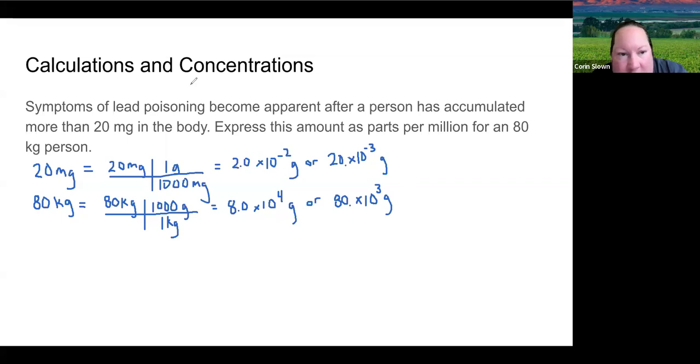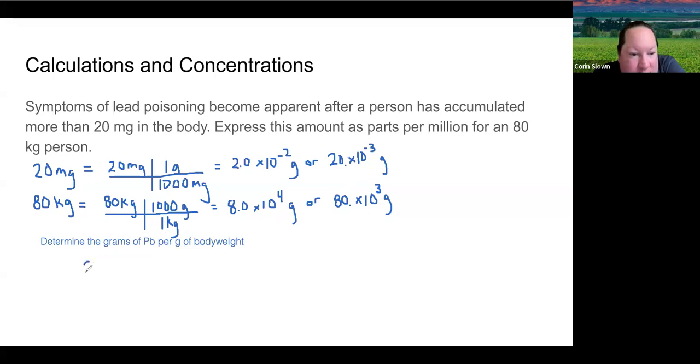In this case, we're converting to the same unit so that we can do a comparison. So what is the comparison that we need to do? Well, we need to determine the grams of lead per gram of body weight. Let me say that again. We need to determine the grams of lead per gram of body weight. So all we're going to do then is take these two numbers and put them in a ratio.